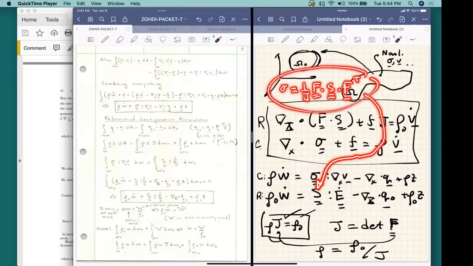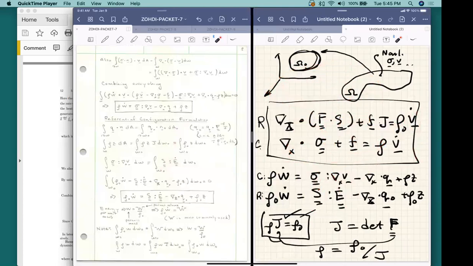There's another cameo appearance. There is E, and E is equal to one half of F transpose dotted with F minus I. That's the Green-Lagrange strain. So there's a product between the Green-Lagrange strain and the second Piola-Kirchhoff stress. That product between the two basically produces those two things.